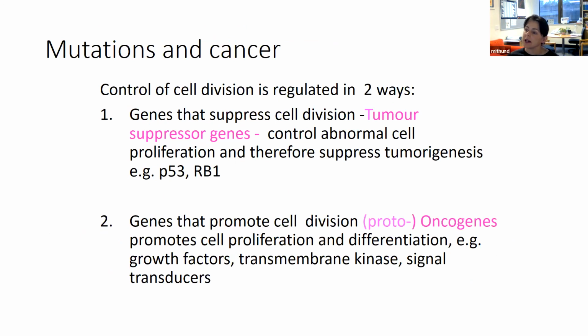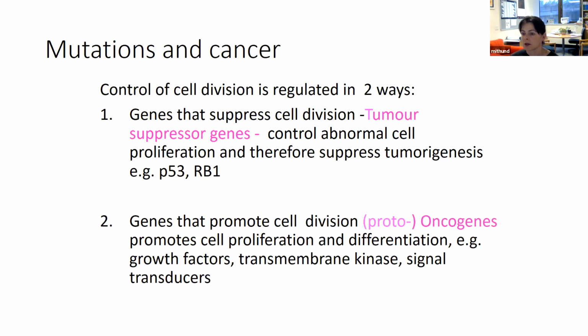So, key genes involved in cell division. Genes that suppress cell division are tumor suppressor genes, so pretty obvious. Their role is to control abnormal cell proliferation, and they suppress tumorigenesis. So P53 and retinoblastoma 1 are two really important tumor suppressor genes.